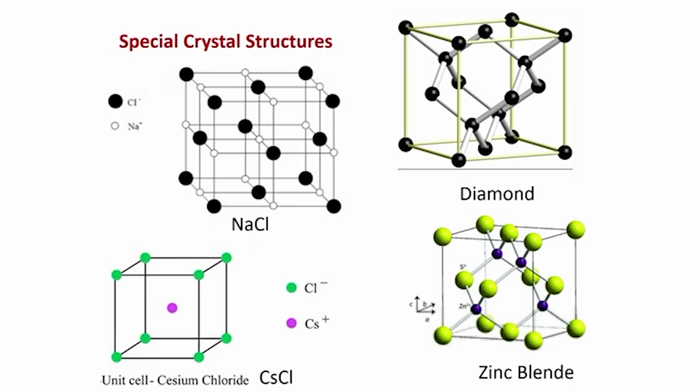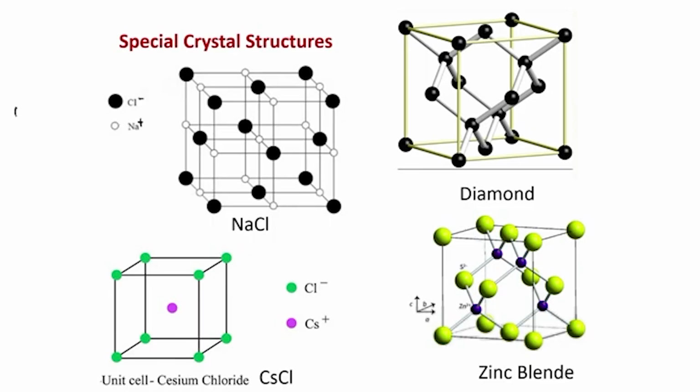So, let me tell you about this NaCl structure. You can see that in NaCl, these are closed black dots, and then there are open white dots. The open white dots are called Na plus, and this is Cl minus. And similarly, we have also Cs plus and Cl minus. We have diamond and zinc blende, which have essentially the same structure. Let us just discuss this structure.